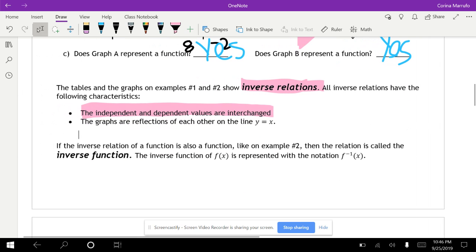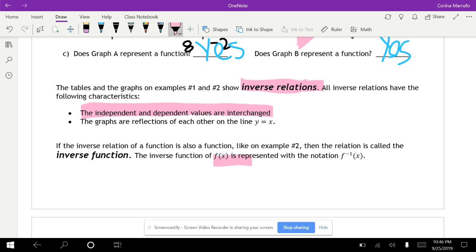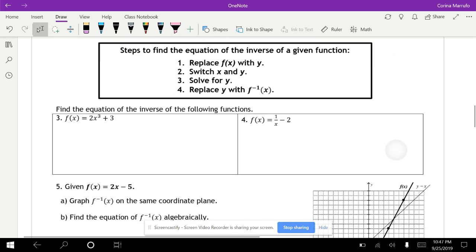symmetric. So here it says, if the inverse relation of a function is also a function, like on example number 2, then the relation is called the inverse function. The inverse function f of x is represented by f inverse of x. So that's what I explained to you guys in the beginning.